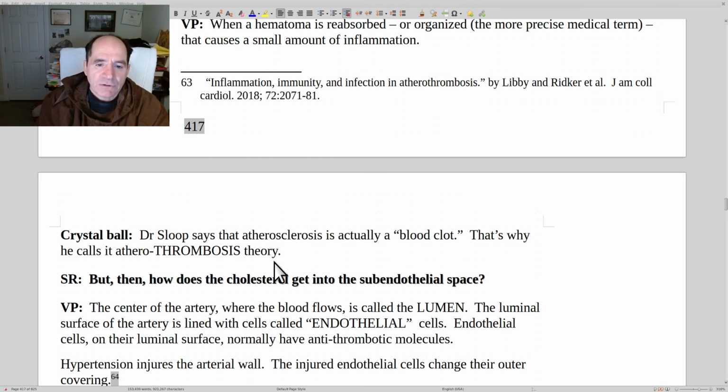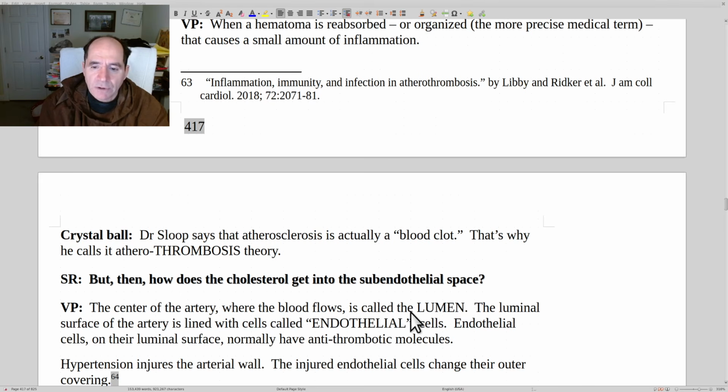Okay, Dr. Sloop says atherosclerosis is just a blood clot. That's important to know. That's why it's called atherothrombosis there. And I can tell you, I look at CT angiograms all the time. Atherosclerosis, mural thrombus, what's the difference? You can't tell them apart. It's because they're the same thing. Okay? How does the cholesterol get into the subendothelial space?